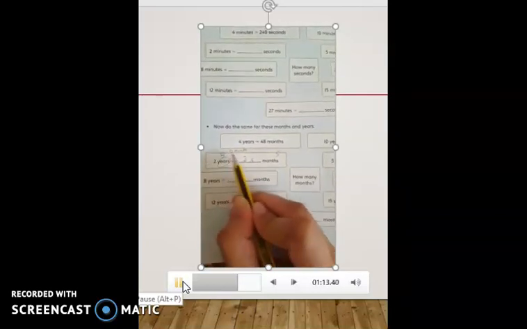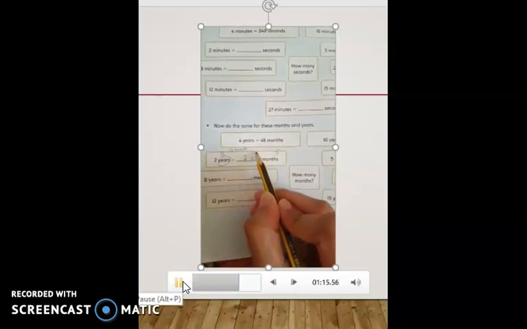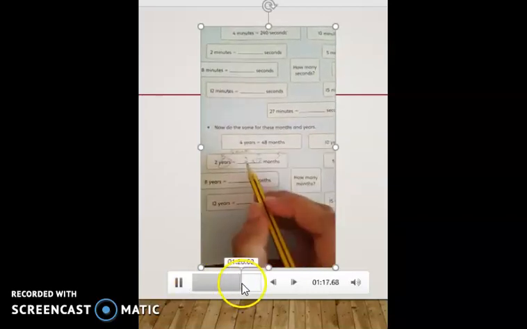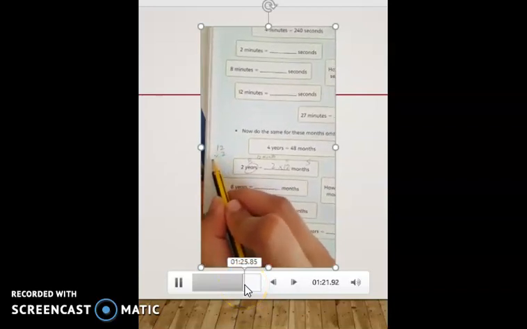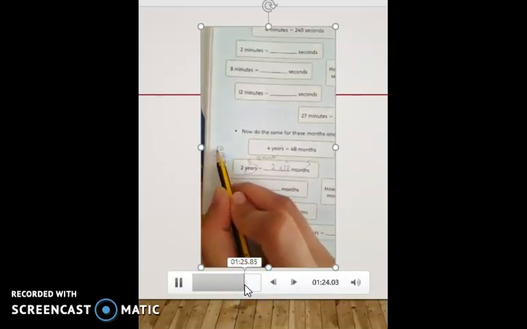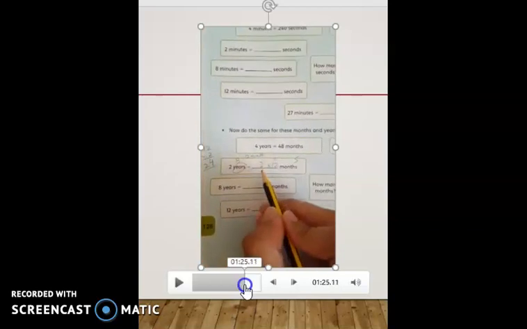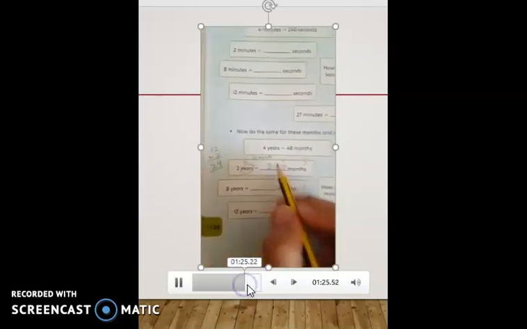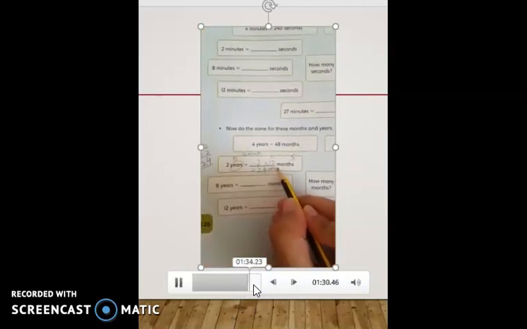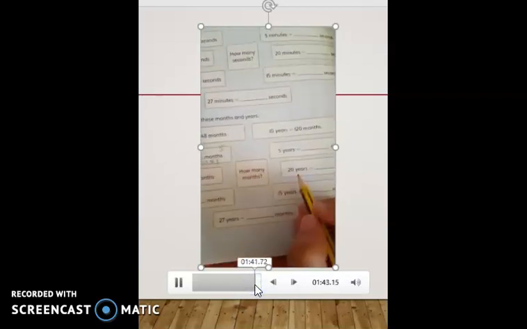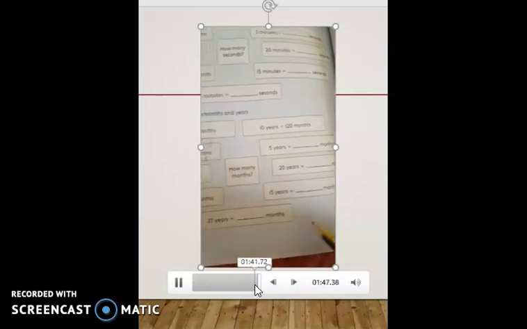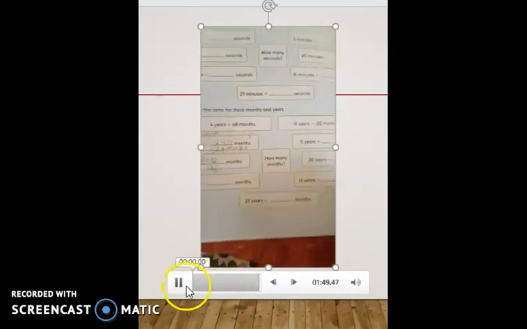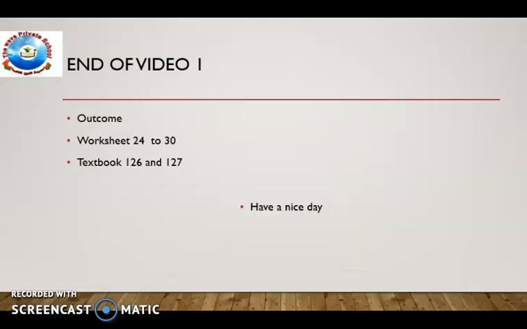I will write here 2, and then in 1 year there are 12 months. Then I have to do multiplication. 12 times 2 means 24. It means 24 months in 2 years. Likewise, you have to do this question, and then this one also. 5 years we have to convert into months. So this is the end of video 1.